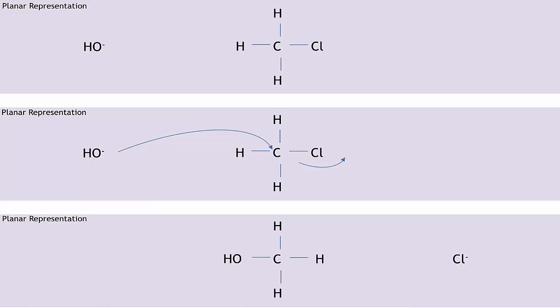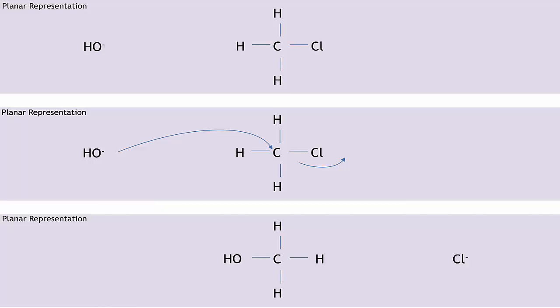An SN2 reaction is a nucleophilic substitution reaction with second-order kinetics. In a second-order or bimolecular reaction, two reactants come together in the slow or rate-determining step of a reaction. In a nucleophilic substitution, these two reactants are a nucleophile and an electrophile.